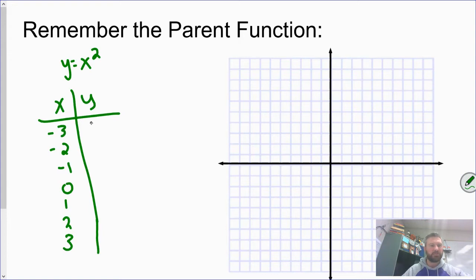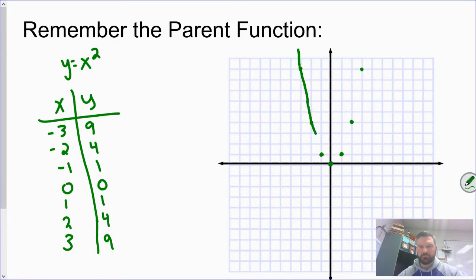So negative 3 times negative 3 is 9. Negative 2 times negative 2 is 4. Negative 1 times negative 1 is 1. 0 times 0 is 0. 1 times 1 is 1. 2 times 2 is 4, and then you get 3 squared is 9. So we're going to plot those points. We have 0, 0, 1, 1, negative 1, 1. Remember I talked about the symmetry we have here, 2, 4, and negative 2, 4, and 3, 9, and negative 3, 9. And this is a parabola. It has a gentle curve down here.